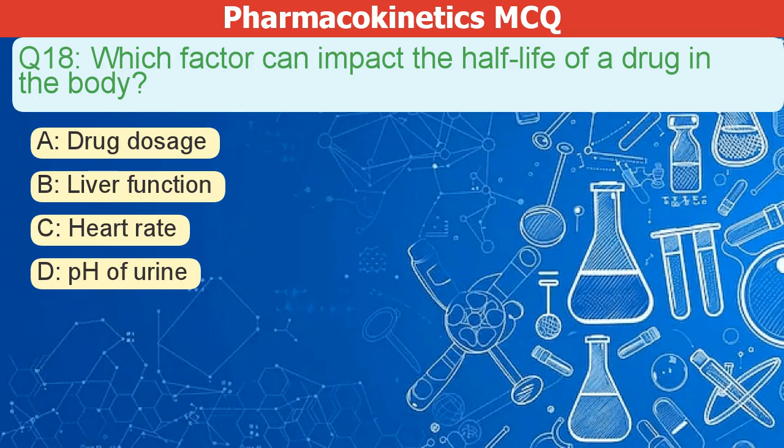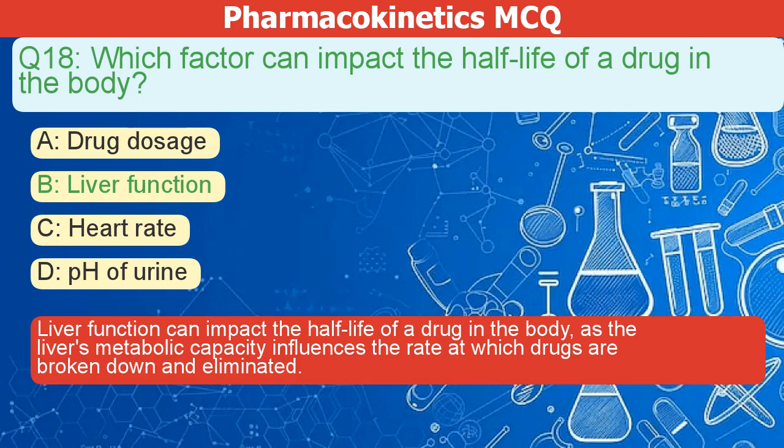Which factor can impact the drug's half-life in the body? A. Drug dosage. B. Liver function. C. Heart rate. D. Urine pH. The correct answer is B. Liver function can impact the half-life of a drug in the body, as the liver's metabolic capacity influences the rate at which drugs are broken down and eliminated.